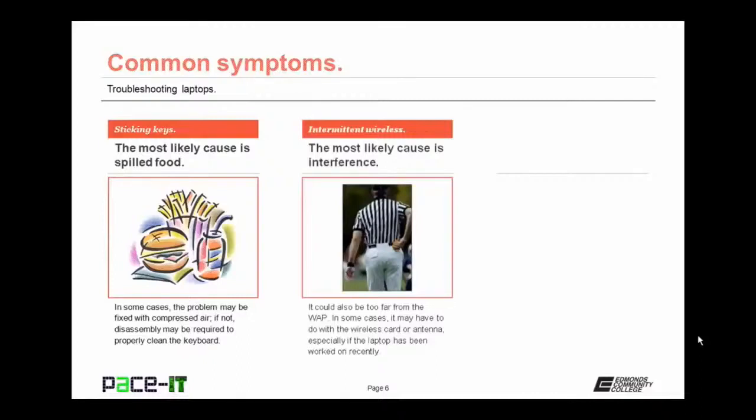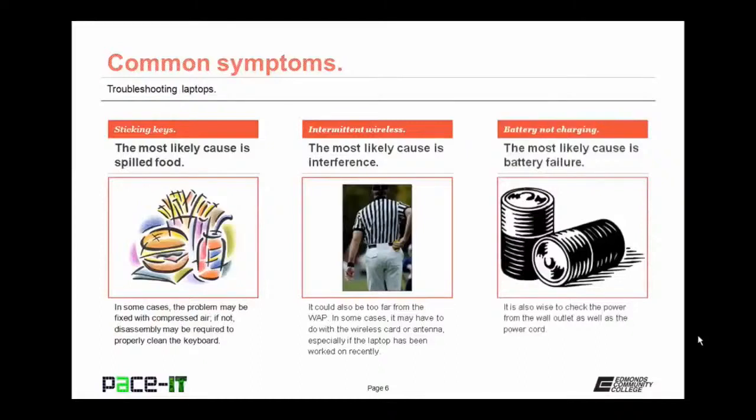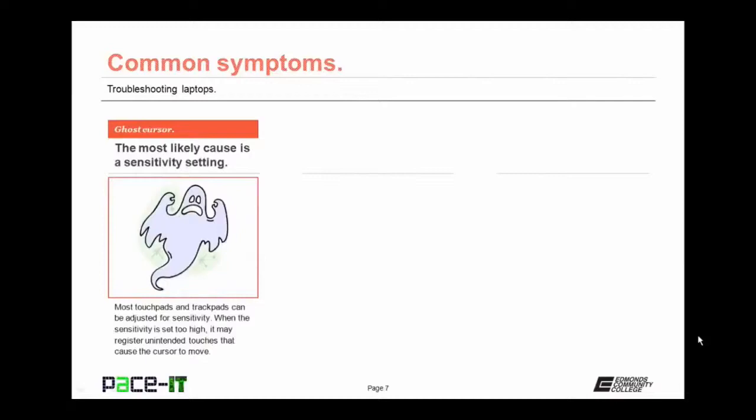An intermittent wireless connectivity issue? Well, the most likely cause there is interference. You could be too far from the wireless access point, or there may be a problem with the wireless card or antenna, especially if the laptop has been worked on recently. The battery on the laptop not charging, the most likely cause is that the battery has failed. But it's also wise to check to make sure that you have power coming from the outlet and out to the end of your power cord for the laptop.